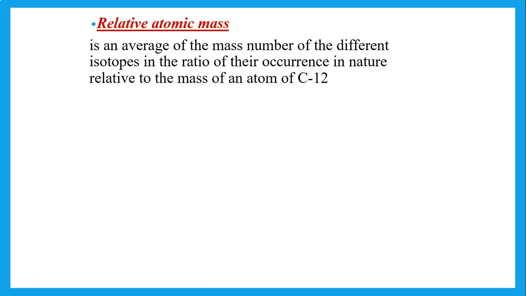What is the meaning of a relative atomic mass? The relative atomic mass is basically the mass number that we have in the periodic table. And this is actually an average of the mass number of the different isotopes in the ratio of their occurrence in nature relative to the mass of an atom of carbon-12. So remember, all the mass numbers that we have are relative to what? They are relative to carbon-12, and the mass numbers that we have are an average of the mass numbers of the different isotopes.